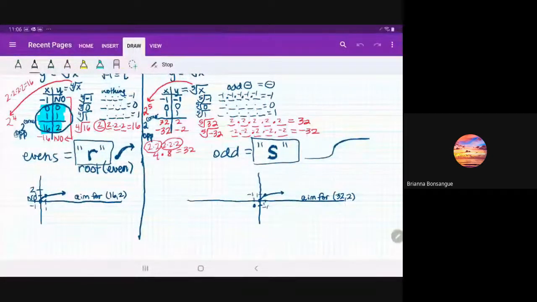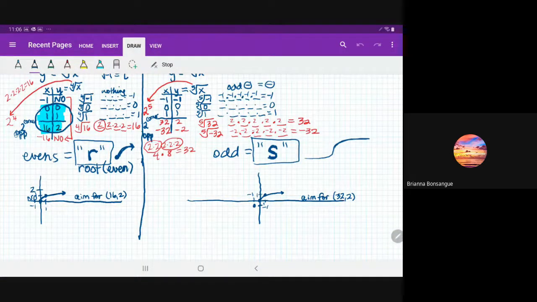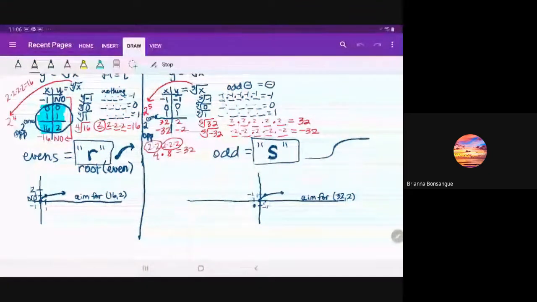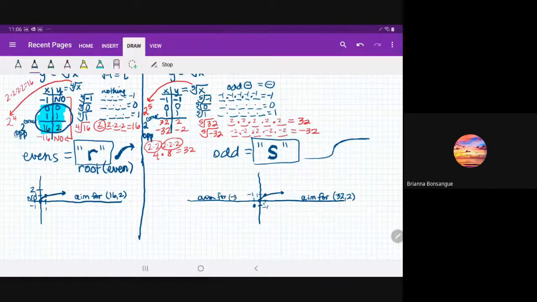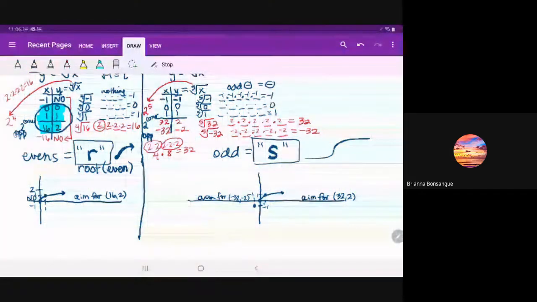And that's actually like an R graph, right? So the right side of the S graph looks like the R graphs, but there is a left side of the odd graphs, and there is no left side for the even ones. And then you're going to aim over here for what? Aim for negative 32, negative 2. So way negative 32, negative 2. Okay, so that's going to just look like this.